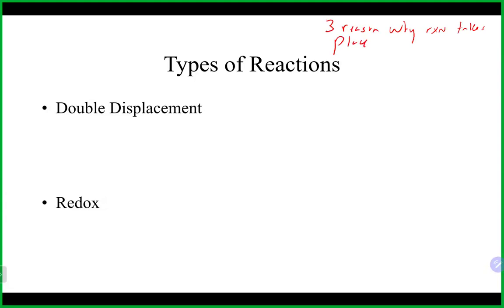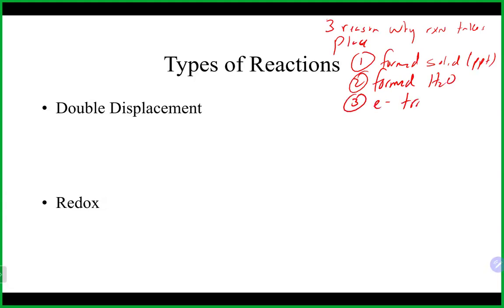And really, those three reasons why a reaction takes place are: you formed a solid, which is sometimes referred to as a precipitate; you formed water; or you had an electron being transferred. So pretty much all chemical reactions break down to one of those three things happening. Either you make a solid, you make water, or some type of electron is transferred. So these are the two big classifications of reactions.